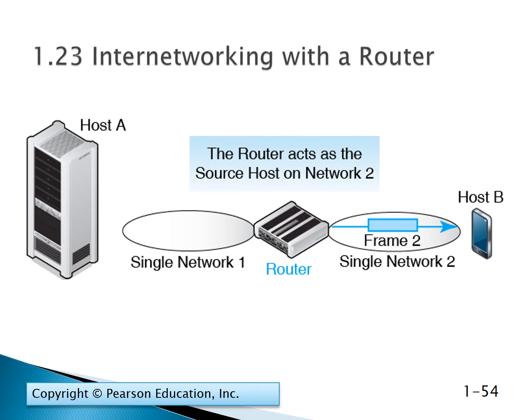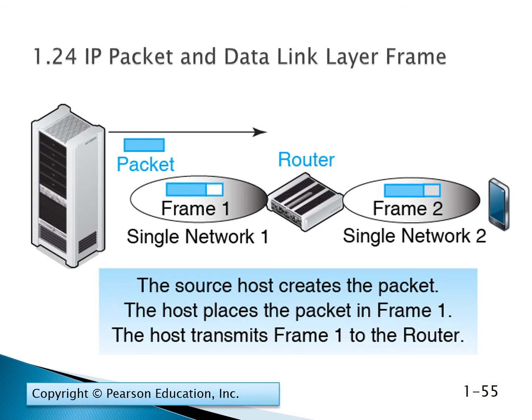So that's kind of the basic idea of how a router can be used for connecting two different networks that may be running two different standards. So the IP packet and the data link layer frame actually have a relationship like this, right? In single network 1, we have this frame 1. In single network 2, we have frame 2. So this is kind of like the envelope that I talked about for the frame.